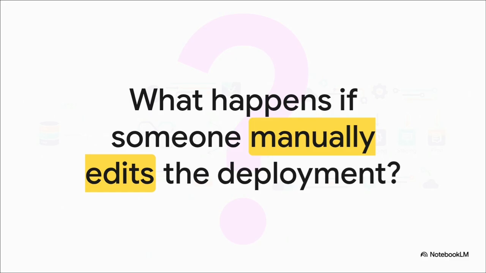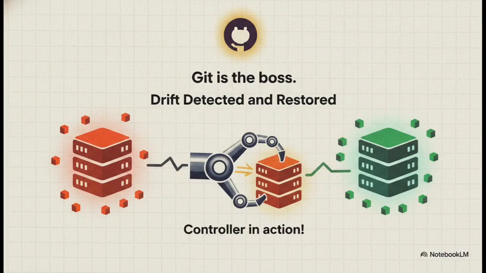But in GitOps, what happens? Drift detected. And honestly, this is where the absolute magic happens. ArgoCD or FluxCD will instantly realize that the actual state of the cluster no longer matches the desired state stored in Git.